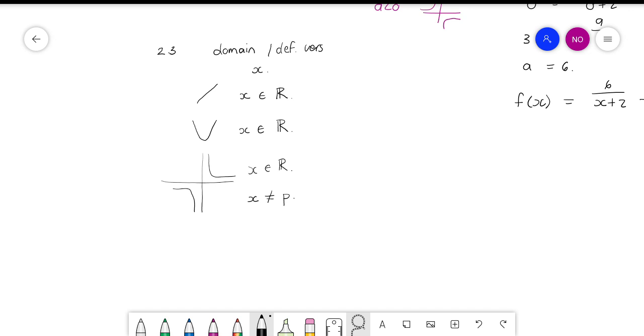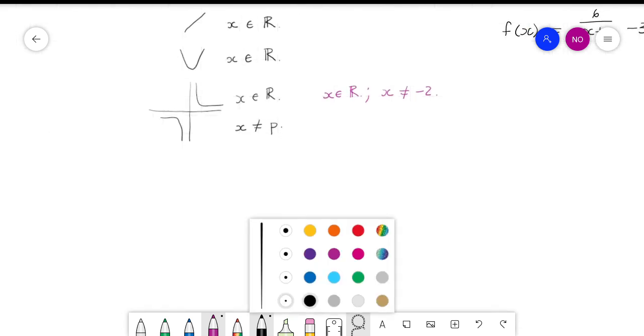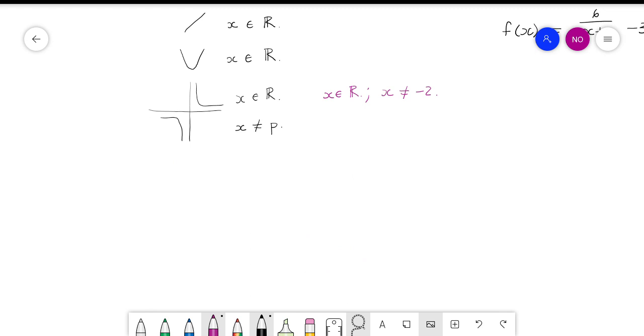Okay, so kom gou vinnig, in hierdie geval stem julle saam. As ons nou 2.3 wil beantwoord, gaan ons antwoord wees x is 'n element van alle reële getalle, behalwe x kan nie gelyk wees aan -2 nie. Because our asymptote is running through -2. Okay. En dan die laaste grafiek wat ons doen is mos 'n eksponensiële grafiek. Once again, x is an element of all real numbers.